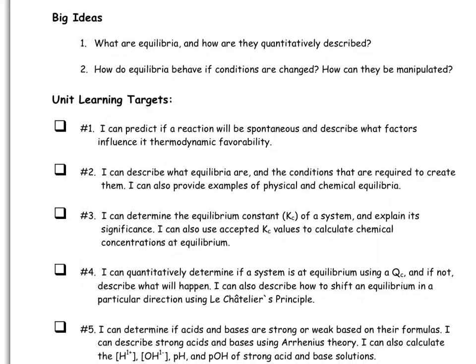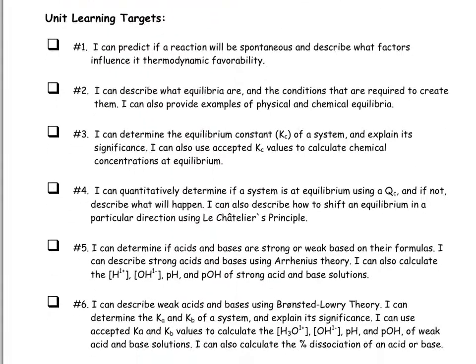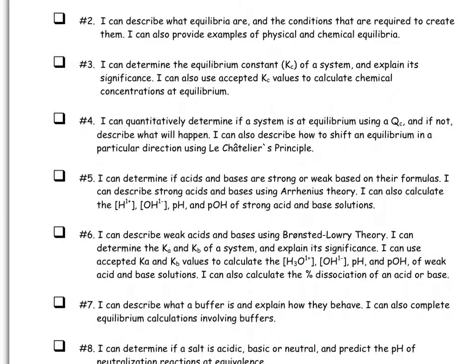In this lesson, we'll continue our discussion on big idea number 1. What are equilibria and how are they quantitatively described? And talk about learning target number 6 in reference to bases. So describing weak bases using Bronsted-Lowry theory, calculating the equilibrium constant or Kb of a system, and using accepted Kw values to calculate ion concentration, pH, and pOH.